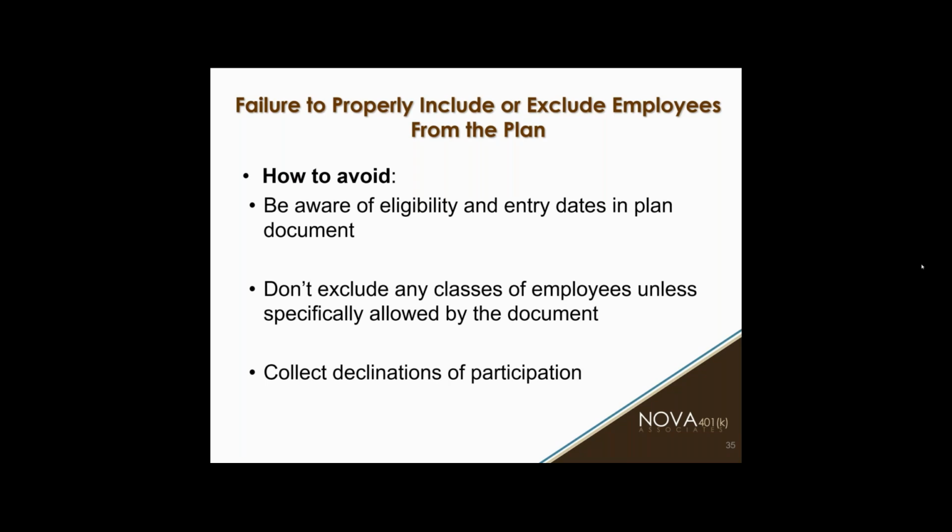Also, as you're enrolling people, in case of an IRS audit, it's always a good idea to collect any kind of declination of participation form. So when you're offering the plan to people, even if they elect zero, like I don't want to participate, if you can get some sort of confirmation of those zero elections, so you can prove to the IRS that you did offer the plan to people on time, that's great business practice.